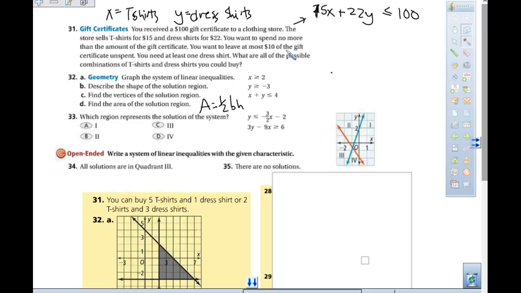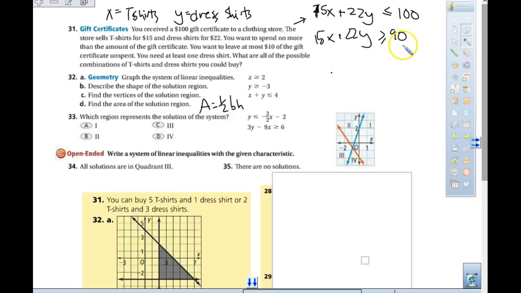More or less than 10? How can I write it? So that this 15x plus 22y has to be what? Greater or equal to 90. Because you took 100 and minus 10 from it. Are you guys in agreement? 15x plus 22y greater or equal to 90.